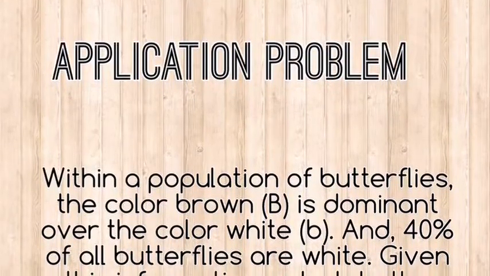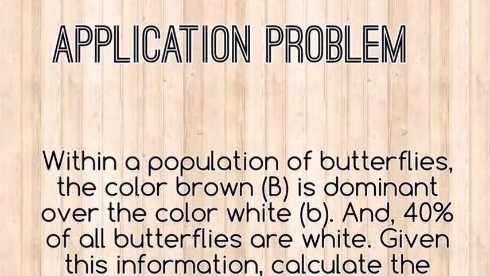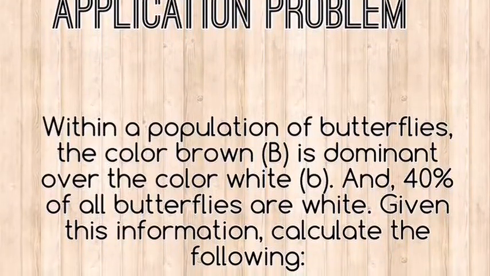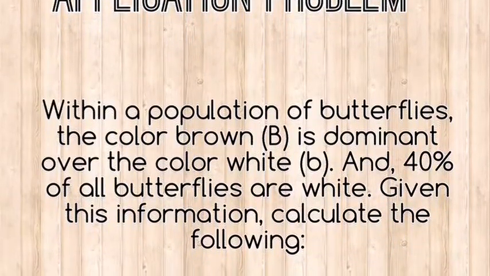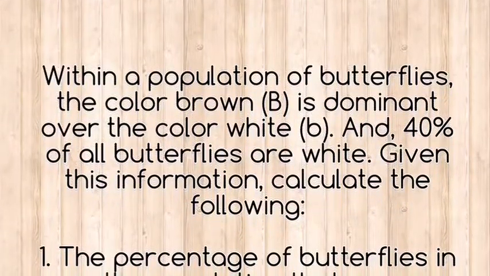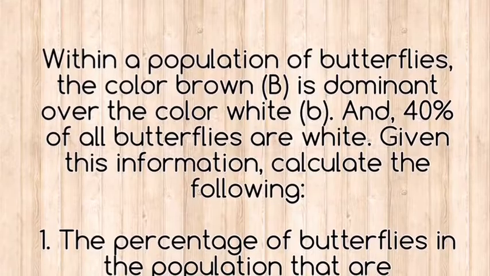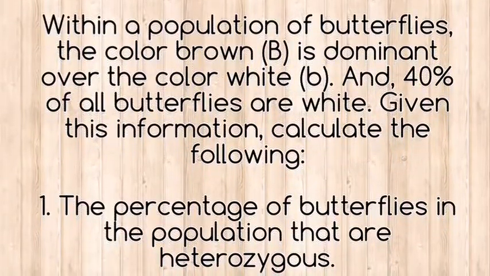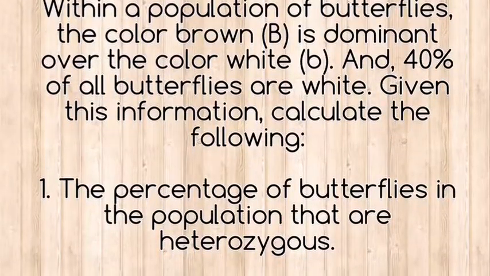Now we are going to do an application problem to test your ability to do a Hardy-Weinberg equation problem. Within a population of butterflies, the color brown, capital B, is dominant over the color white, lowercase b, and 40% of all butterflies are white. Given this information, calculate the following.